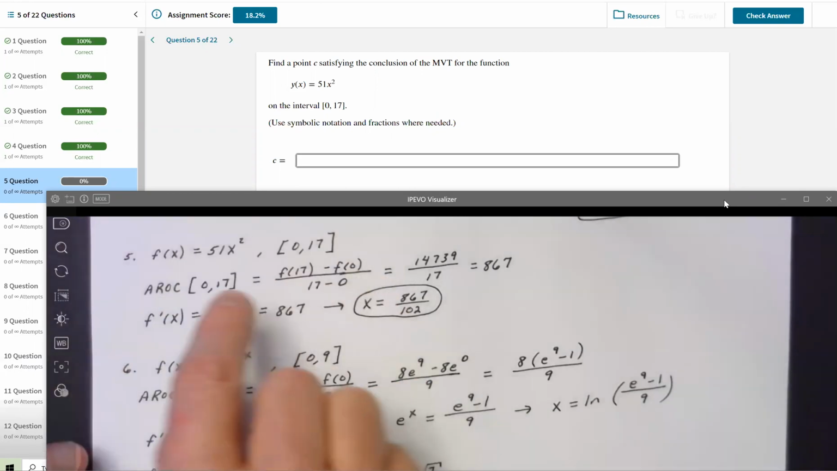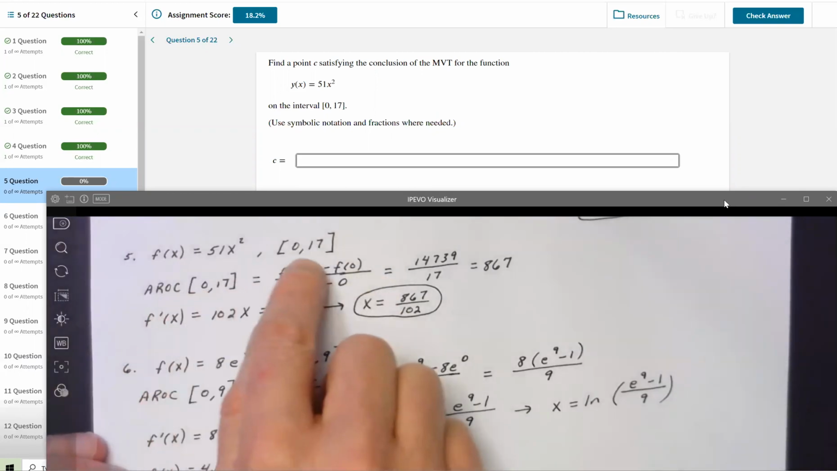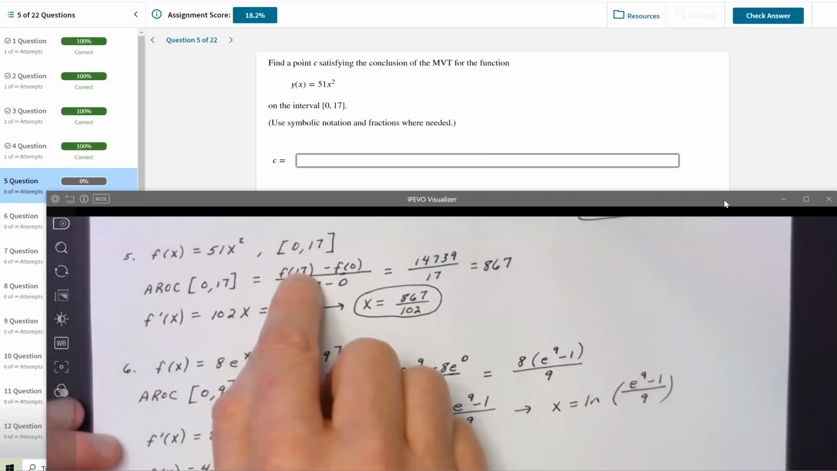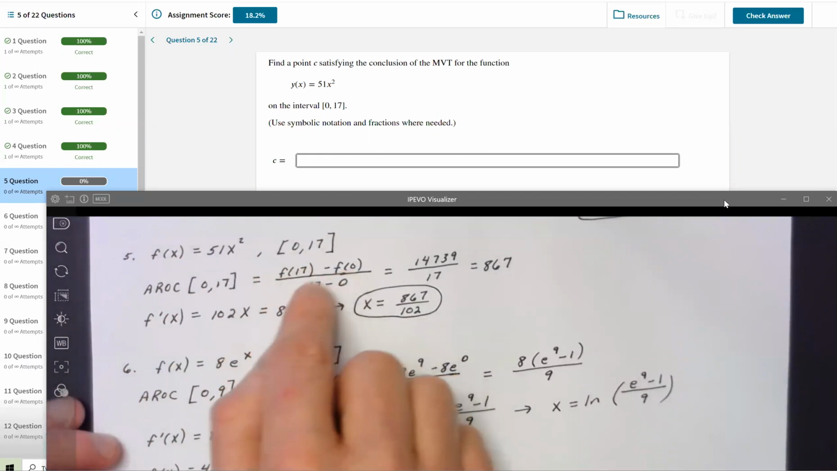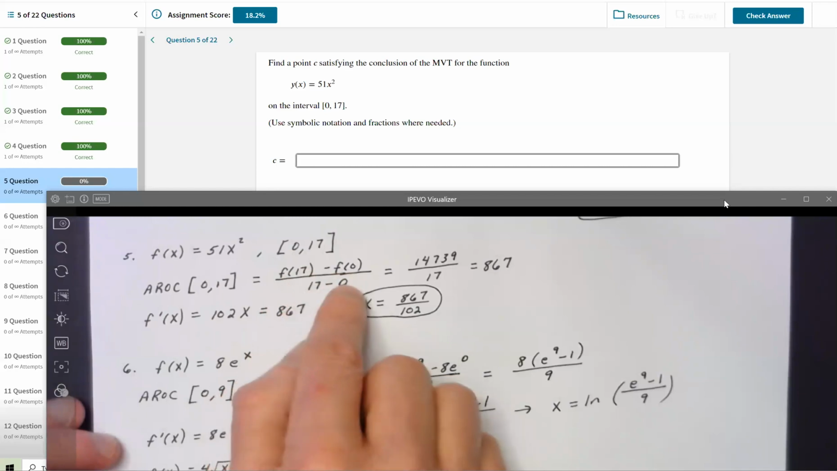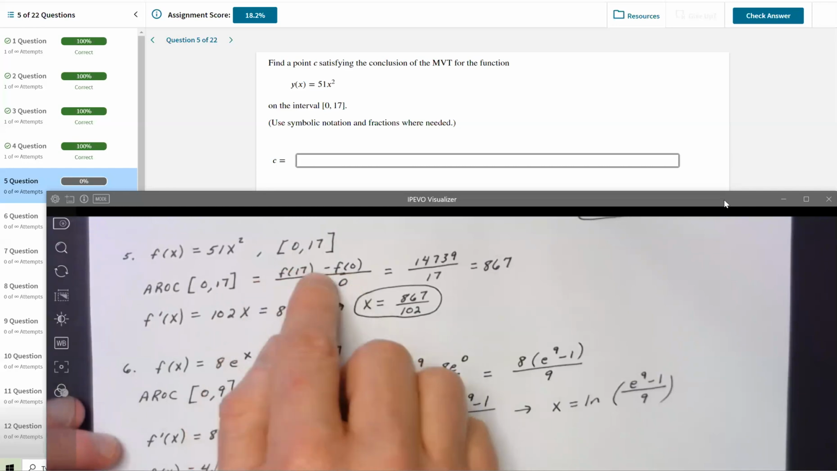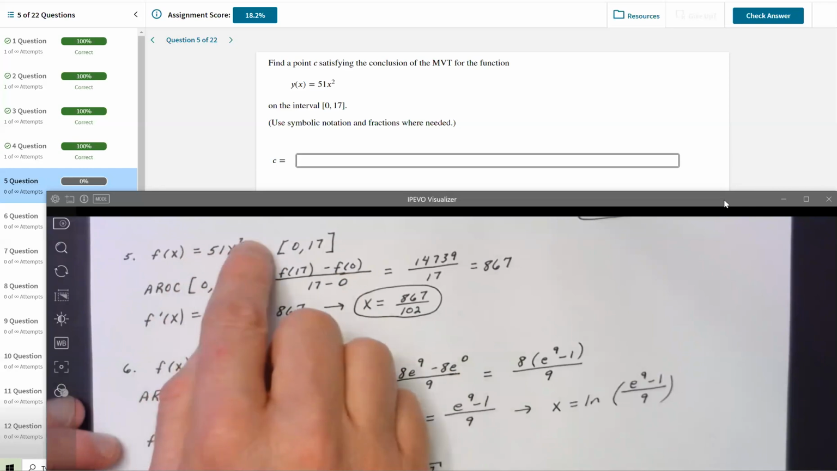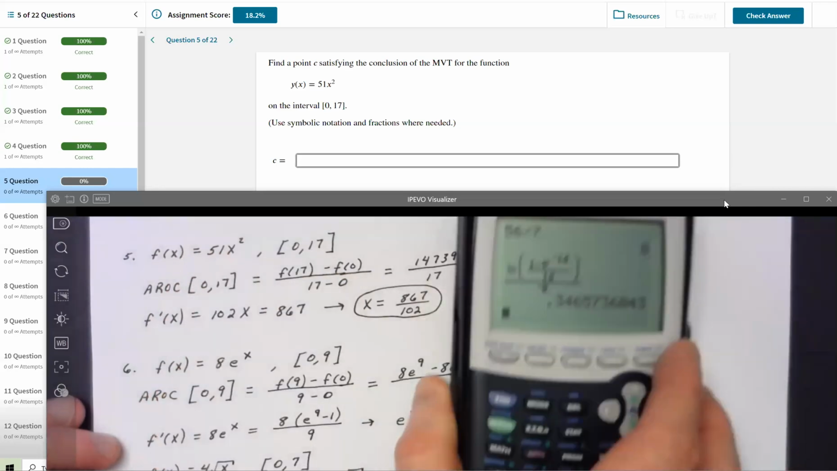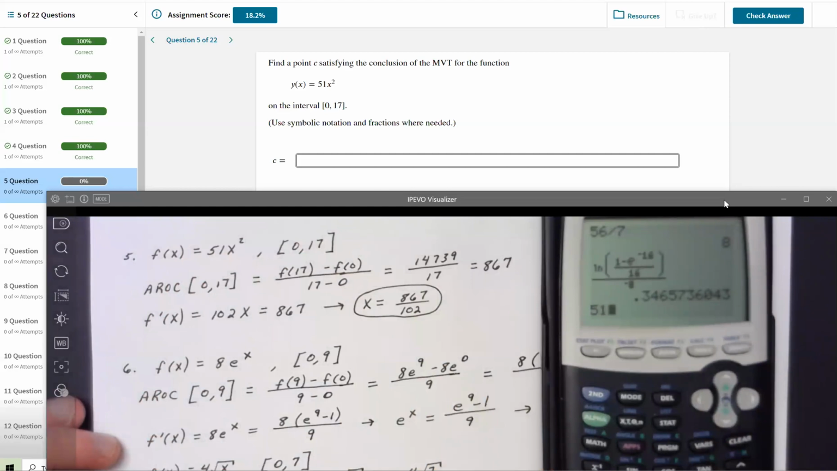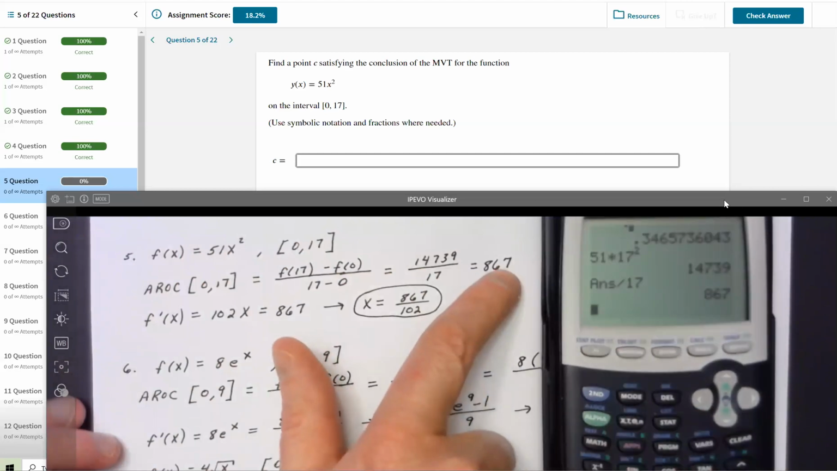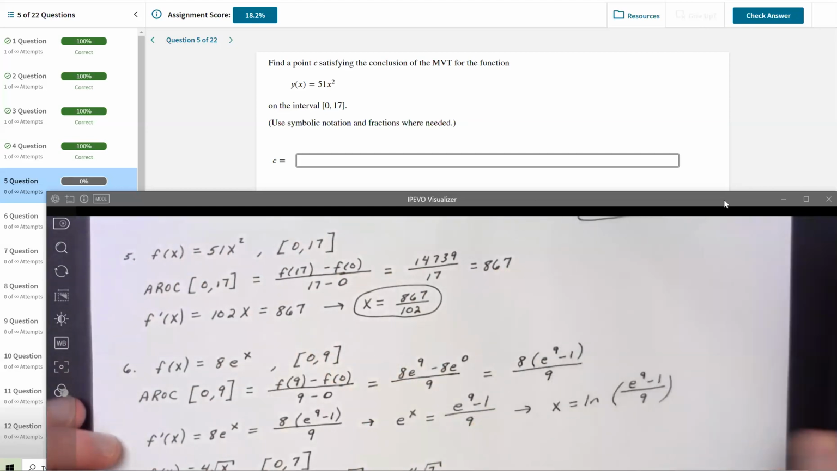I find the average rate of change from 0 to 17 by asking what the function evaluated at 17 minus the function evaluated at 0 is, divided by the change in x, 17 minus 0. f of 17 is just 51 times 17 squared. I just used my calculator for that. I got that numerator of 14,739. Then I needed to divide by the denominator of 17 to get my average rate of change of 867 units there.